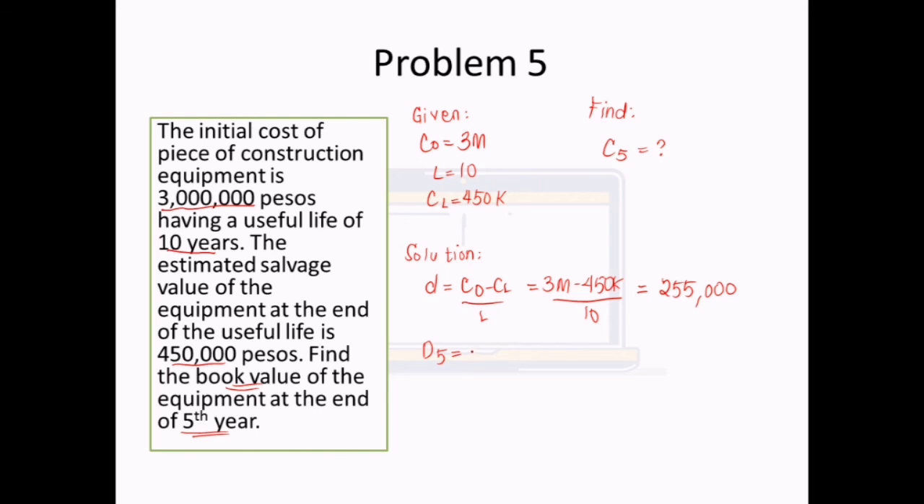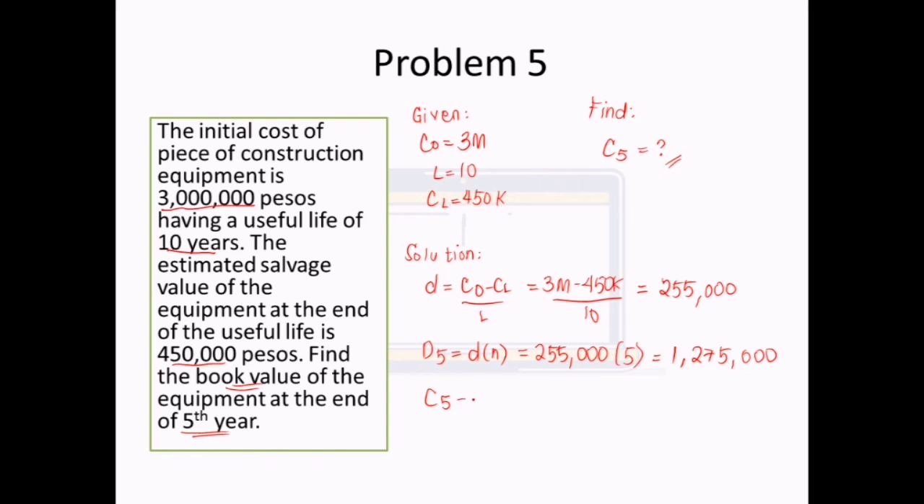The total depreciation is simply d times N. So that is 255,000 times 5 years. That will be equal to 1,275,000 pesos. So that is the total depreciation at the end of 5 years.